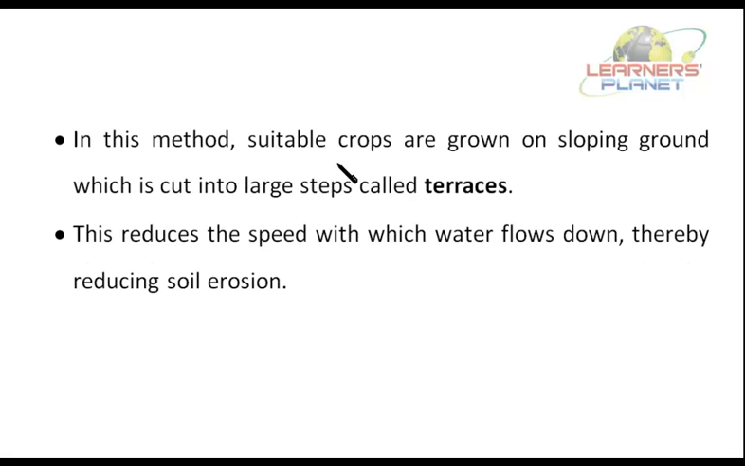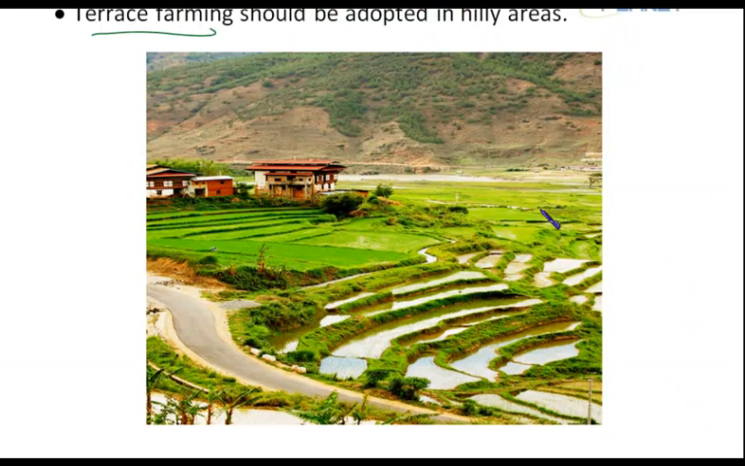In this method, suitable crops are grown on sloping ground which is cut into large steps called terraces. Like here you can see, right? Here, suitable crops are grown on sloping ground which is cut into large steps. These are the large steps called terraces. So this reduces the speed with which water flows down, thereby reducing soil erosion. So this is also one such measure which can reduce or prevent soil erosion. So in this way, we can conserve the soil.